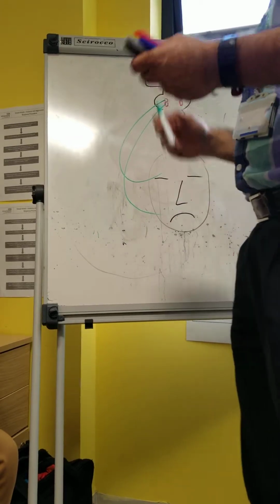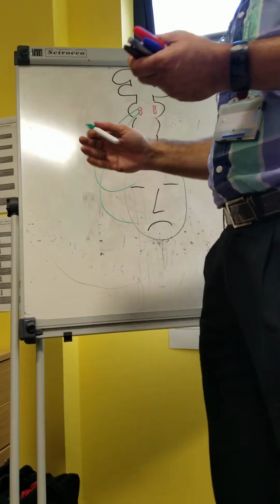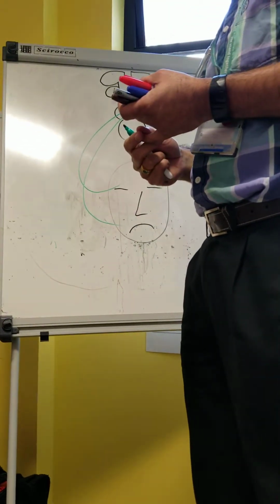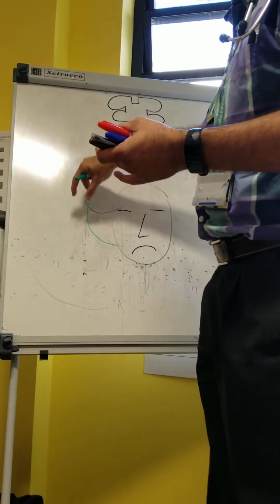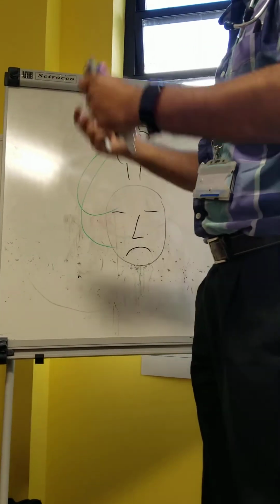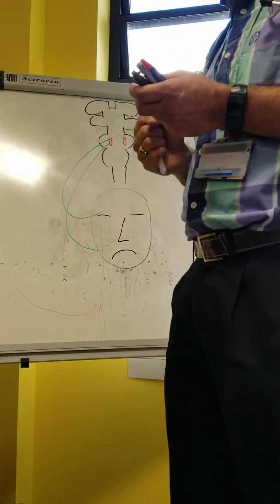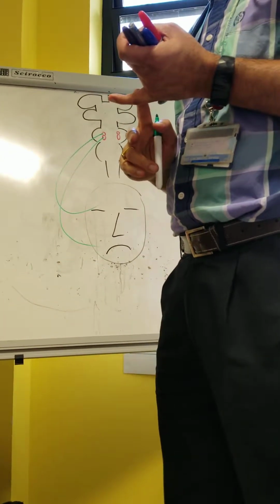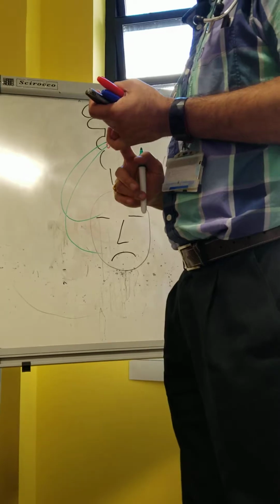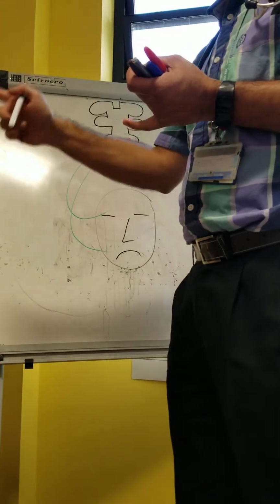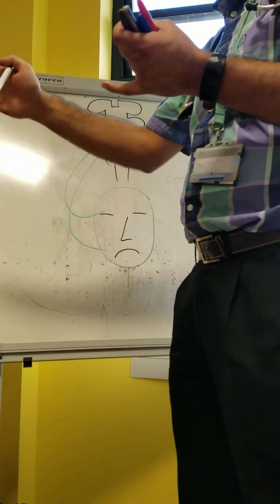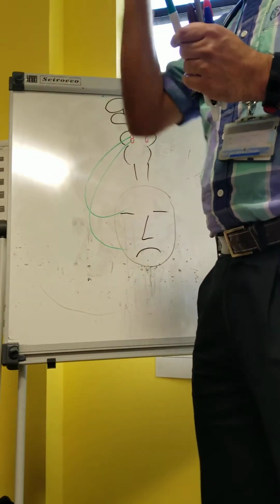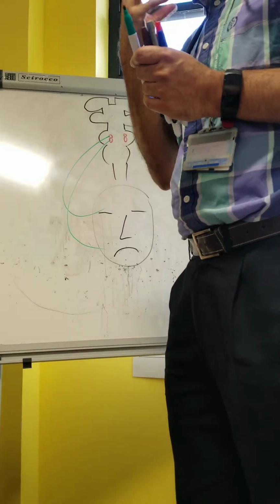Is that clear? Apart from this motor fiber, what else does the facial nerve carry? Along with the motor nerve, the facial nerve carries other fibers as well. What are they? Parasympathetic fibers for the glands. Which glands? Apart from the parotid, all: lacrimal, submandibular, sublingual.